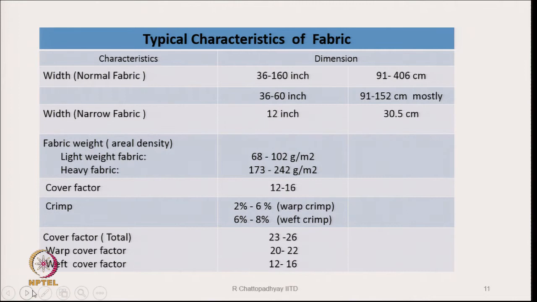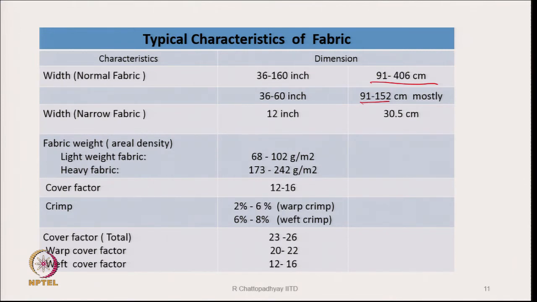Typical characteristics of fabrics are shown here. This may be different also, but some typical values are given here to give an idea. Width of a fabric can be from 91 to 406 centimeter, that is, almost 1 meter to almost 4 meter roughly, you can say that could be the width for normal fabrics. And also we can have fabrics where the width is a little less, that is almost 0.9 to 1.5 meter, that is mostly available commercially.